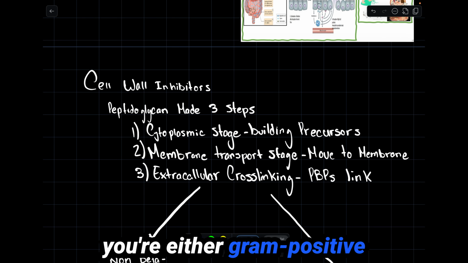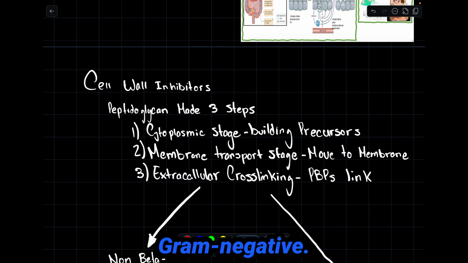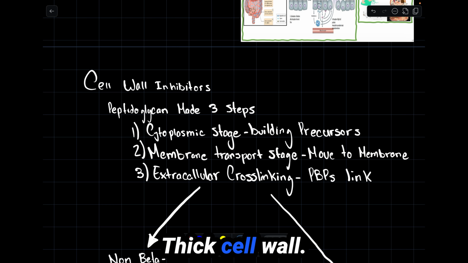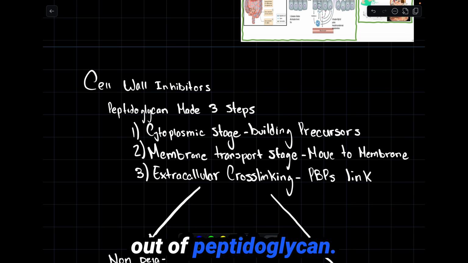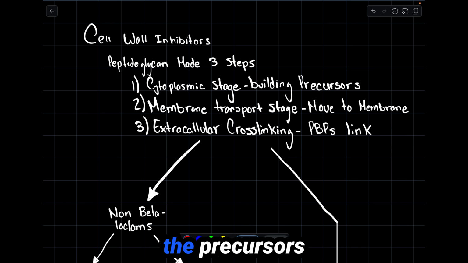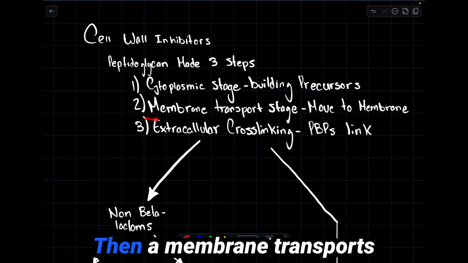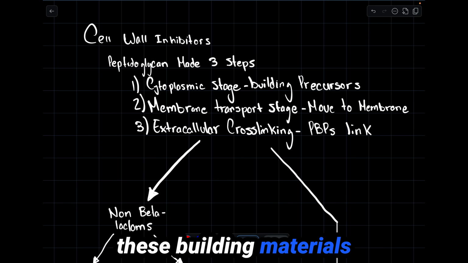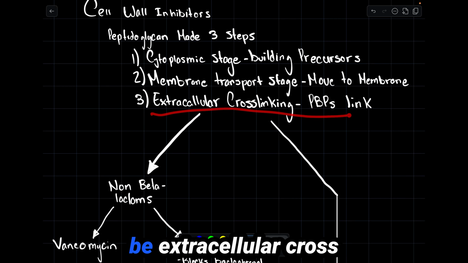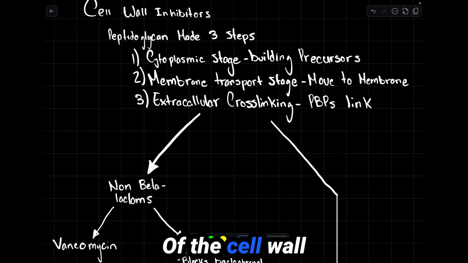So you're either gram positive or gram negative. Gram negative have a thin cell wall, and gram positive have a thick cell wall. This cell wall is made out of peptidoglycan. So there's 3 steps to make a peptidoglycan wall. First, we build the precursors inside the bacteria. Then a membrane transports these building materials outside to the cell wall, where the cell wall is going to be built. And then there's going to be extracellular cross-linking of the cell wall to connect them.